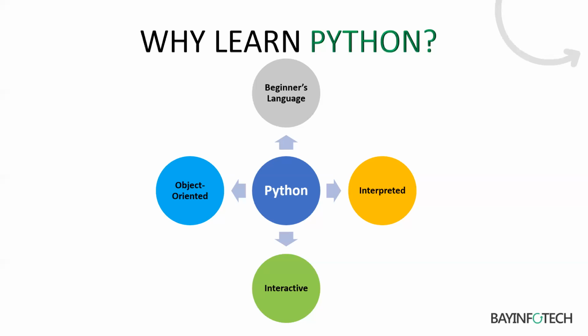Python is interactive. You can usually sit at a Python prompt and interact with the interpreter directly to write your programs. How is Python object-oriented? Python supports object-oriented style or technique of programming that encapsulates code within objects.